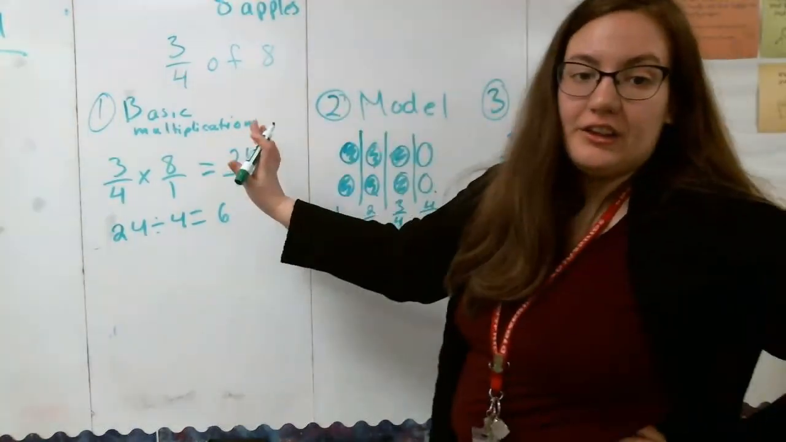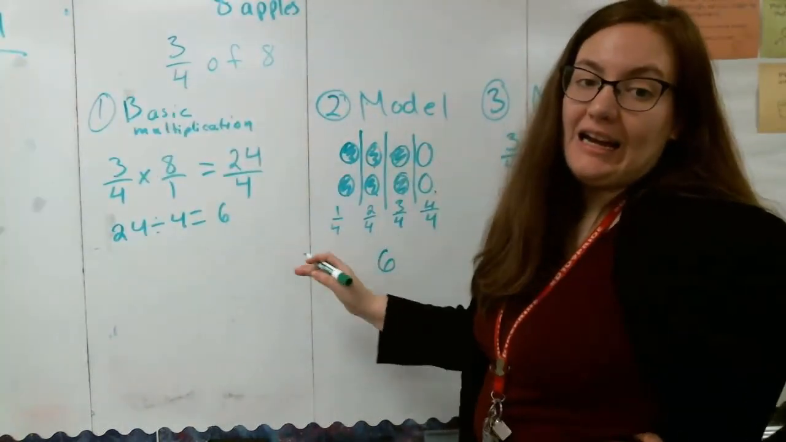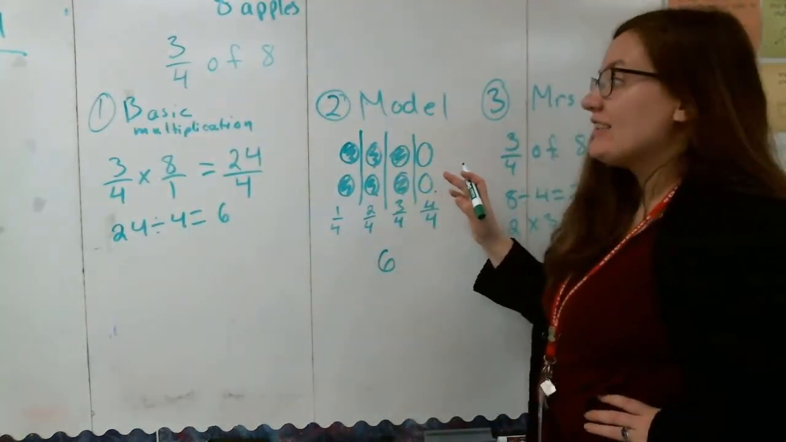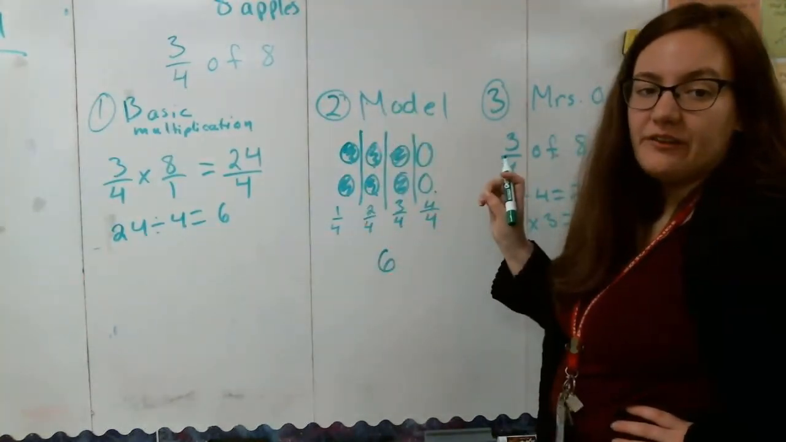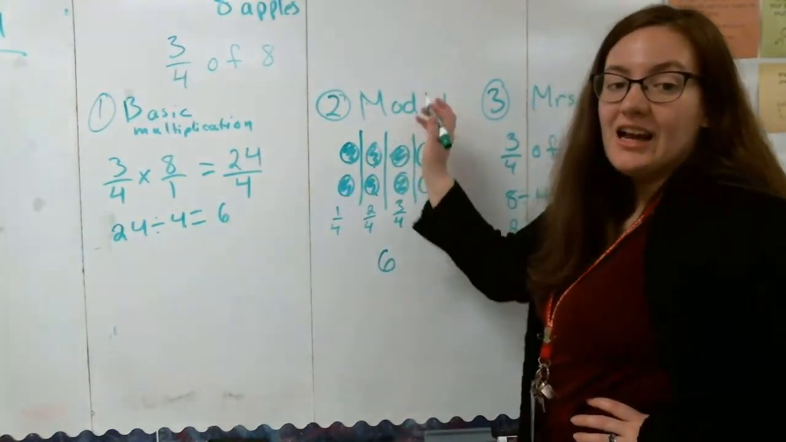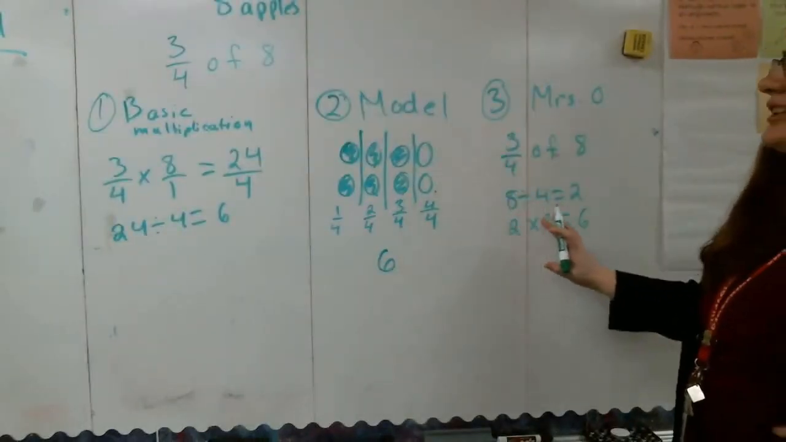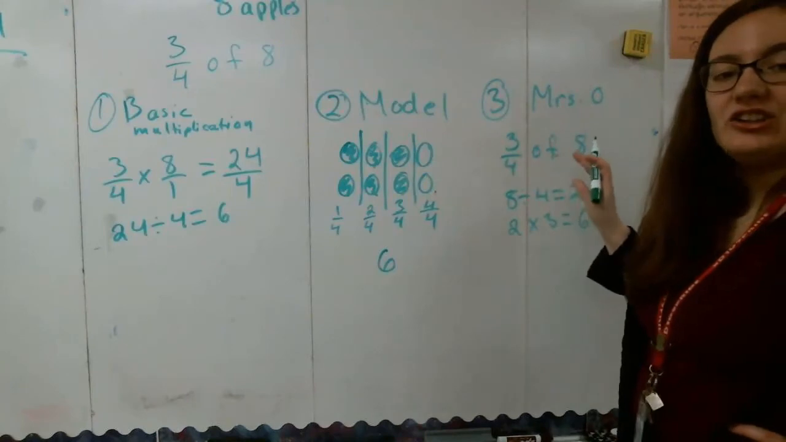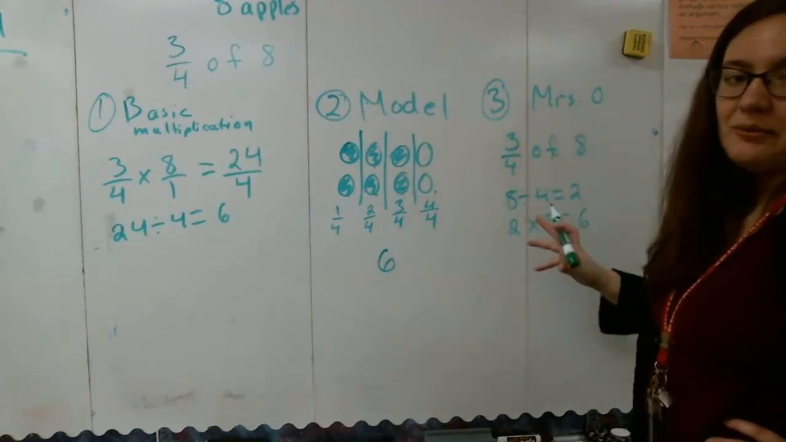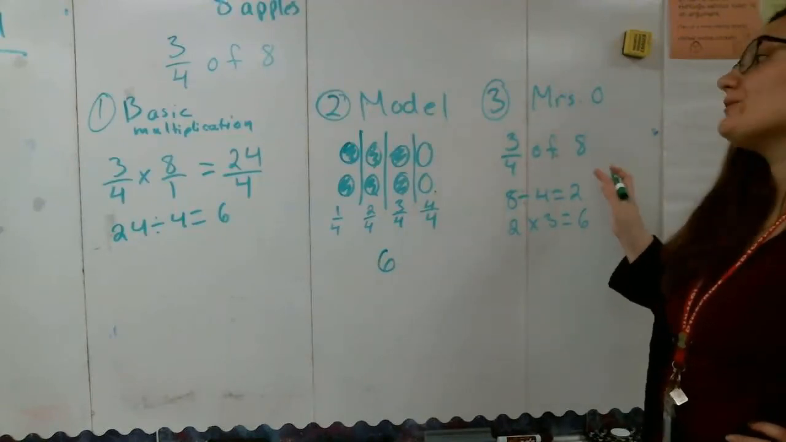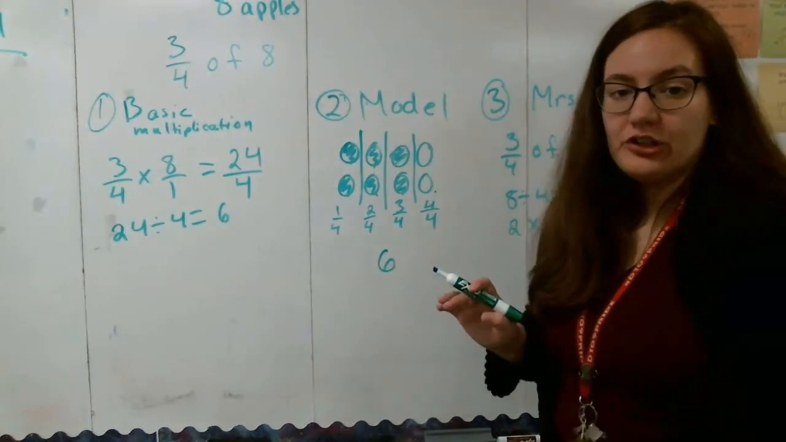So if you're really good with your facts, this is the best way for you to do that. If you're really good with maybe visual stuff and models, or you have a little bit of difficulty with this division part, this would probably be a good way for you to do your problems. And if you want to do more of this just maybe in your heads, you can do the Mrs. O way if you want to try a more mental math approach for this problem. But either way, fifth grade, these are the 3 different ways you can solve your problems.